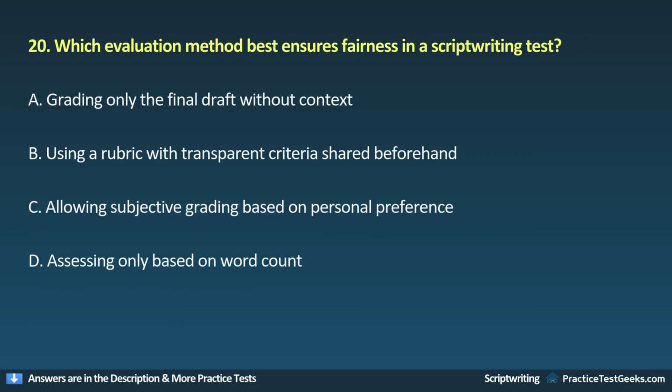20. Which evaluation method best ensures fairness in a scriptwriting test? A. Grading only the final draft without context. B. Using a rubric with transparent criteria shared beforehand. C. Allowing subjective grading based on personal preference. D. Assessing only based on word count.